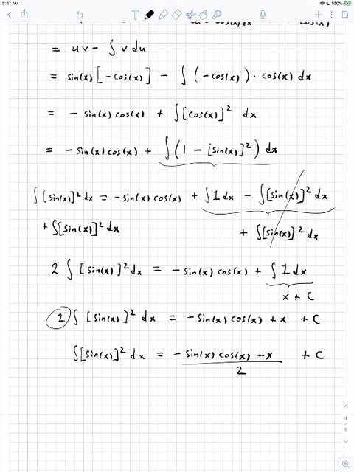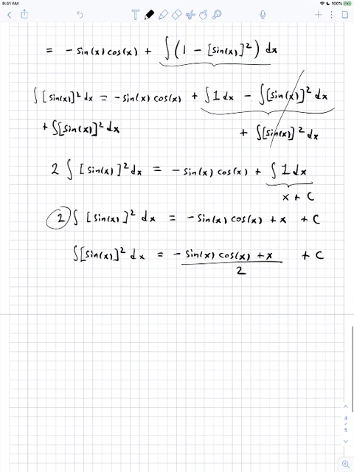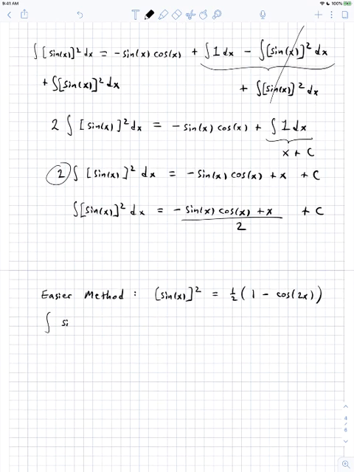Now, as I mentioned at the start of this example, this is not the best way to do it. The easier method is to use a trig identity. We started with sine x quantity squared. There's a trig identity that you can use. That's equal to 1/2 times 1 minus cosine of 2x. This is something that's much easier to integrate. So the integral of sine x quantity squared dx is equal to the integral of 1/2 times 1 minus cosine 2x dx, which we can write as 1/2 times the integral of 1 minus cosine 2x dx.